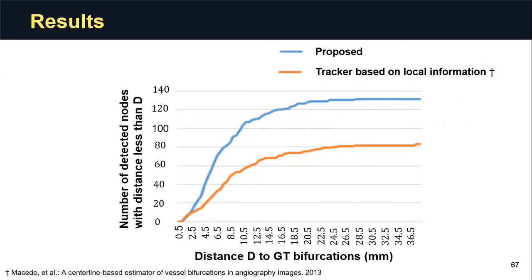And here's another quantitative result comparing with the state of the art, which is the checker method. So we can see our method has a higher, the blue curve is sharper than the competing one, which means that the mean distance from the detected bifurcation to the ground truth is smaller than the competing method.